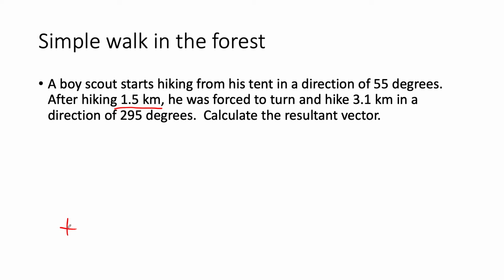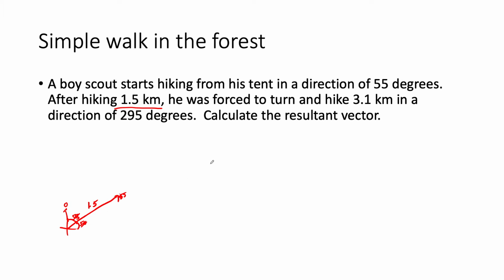Here's the Boy Scout and his tent. He's walking in a direction of 55 degrees, and this is going to be 1.5 kilometers. That's the total distance he has taken. Let me rephrase that: this angle is going to be 55 degrees because, remember, north is 0, and then he's going to go east at 55 degrees. So this is his first vector.